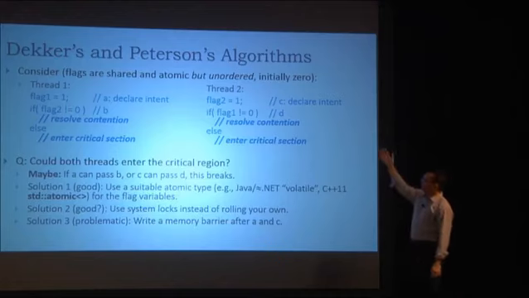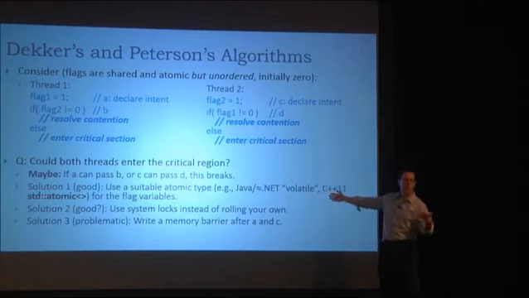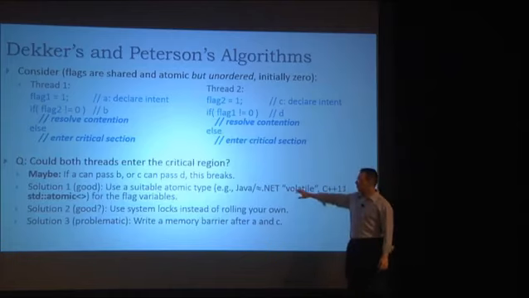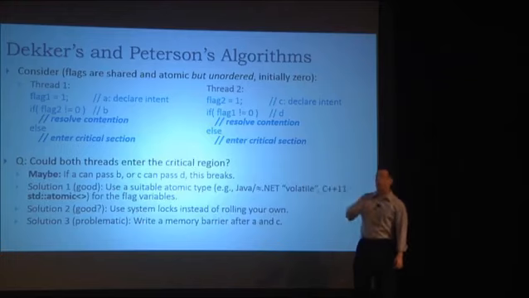So the way to solve this is to set flag to be some atomic type. Typically in C++11, you'd make it a std::atomic of int, say, or of bool. In Java or .NET, you would say volatile. And then this code will work if you make those flags protected, not ordinary variables.